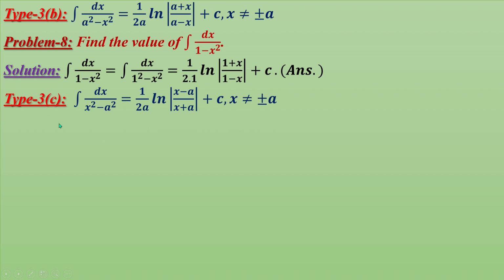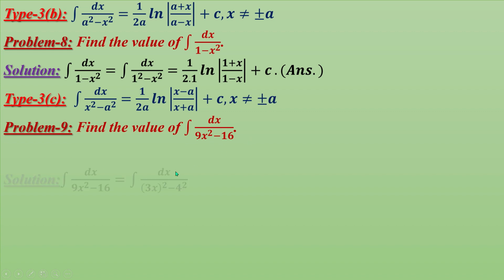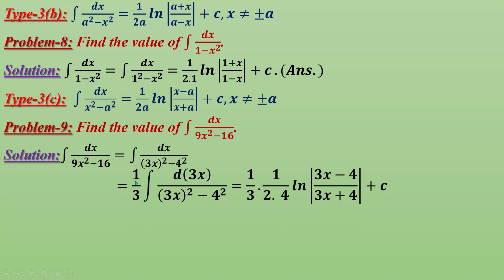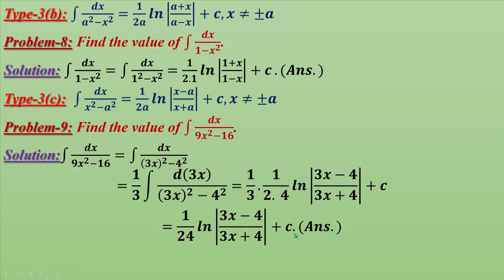And type 3c, integration of dx by x square minus a square equals 1 by 2a ln of (x minus a) by (x plus a) plus c, where x is not equal to plus or minus a. Find the value of the integration of dx by 9x square minus 16. You can write this, and this equals 1 by 3 d(3x) by (3x) square minus 4 square. This equals 1 by 3 fixed, and 1 by 2a, a means 4, ln of (3x minus 4) by (3x plus 4). Now calculating, 1 by 24 ln of (3x minus 4) by (3x plus 4) plus c. This is the required answer.